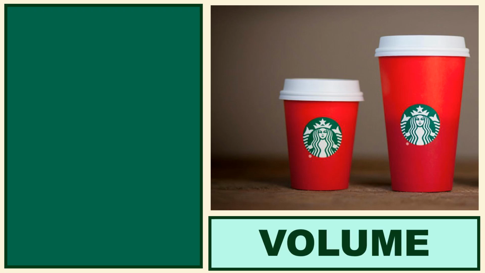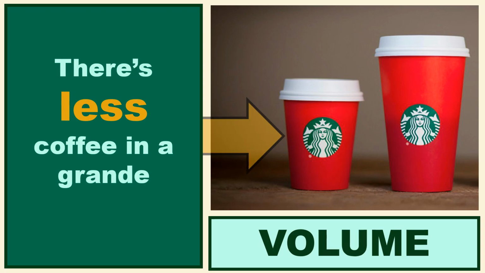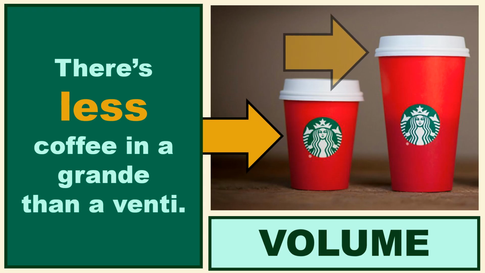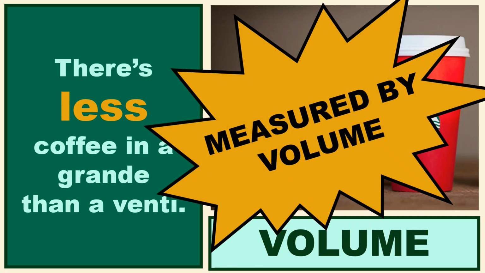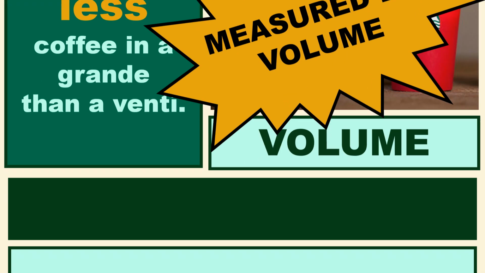Alternately, when we're talking about volume, we might say that there is less coffee in a grande cup than in a venti cup. In this instance, we're talking about volume, we're not counting. So because we're using volume, we are going to use less, because less is used when we're speaking about things comparatively that are measured in volume. We won't use fewer in this context.